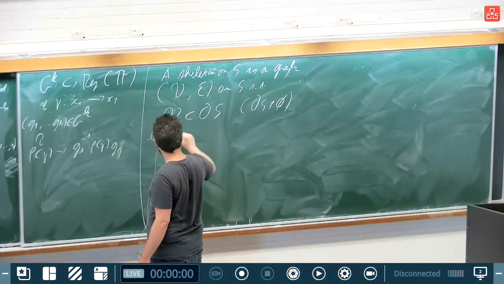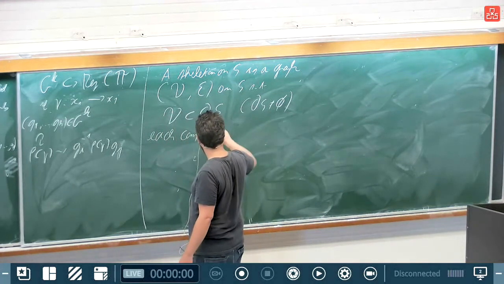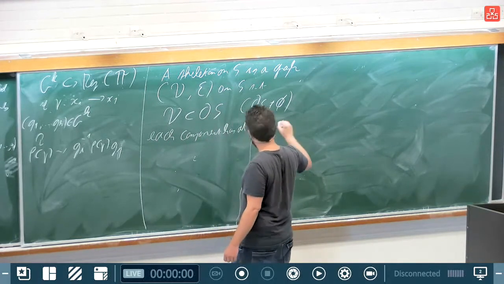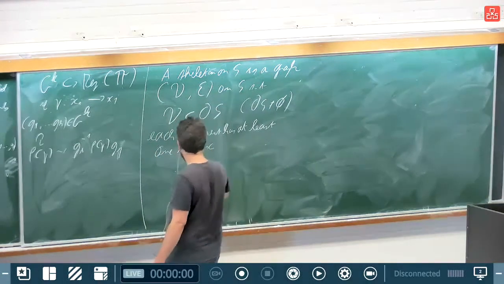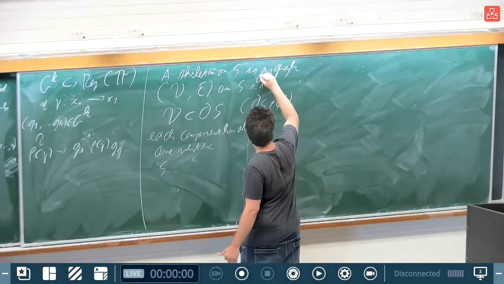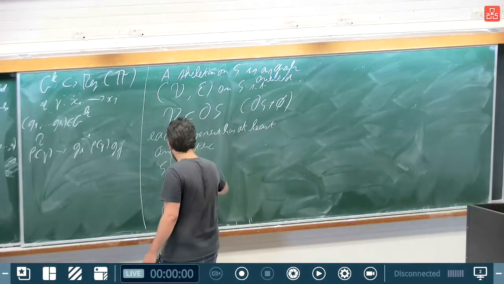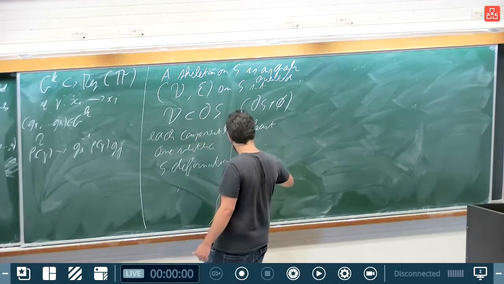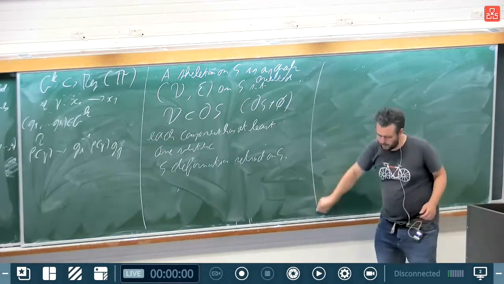Again, each component has at least one vertex on it, and such that S is an oriented graph, and S deformation retracts onto it. So yesterday I kind of mixed two definitions.